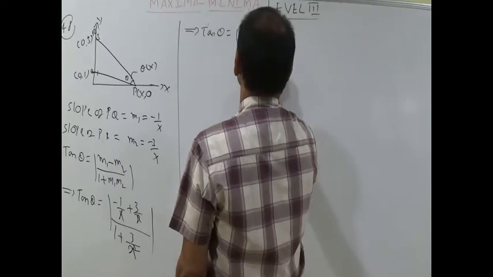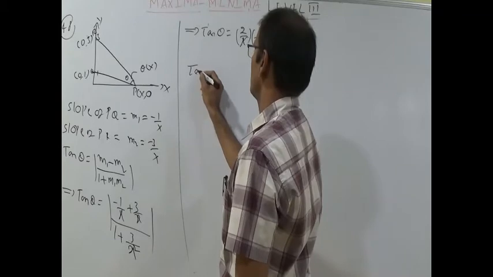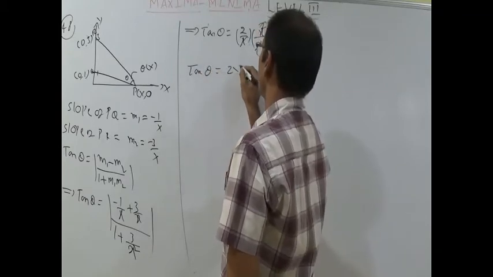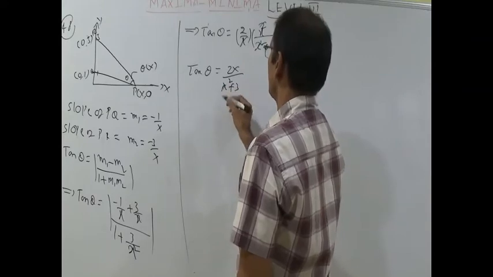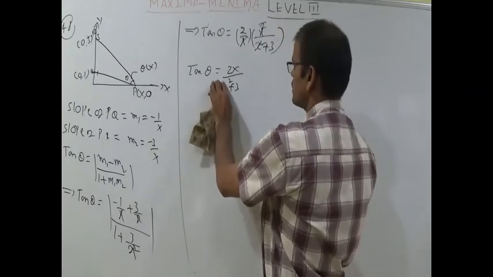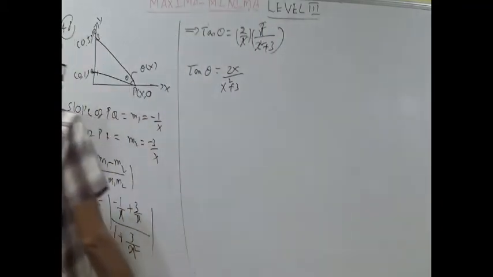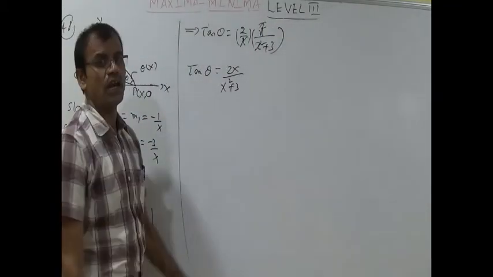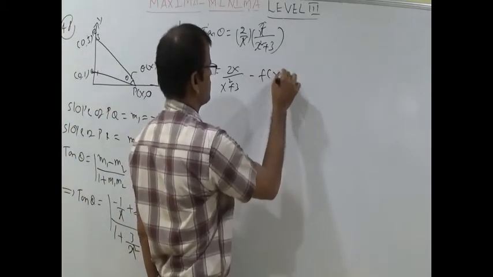2 by x into x square by x plus 3. X taken, get cancelled here. You can write here tan theta is equal to 2x by x square plus 3. Already he said the angle is in the form of theta x. We got the value, the theta in terms of x. To calculate whether, let here you write as f of x this one.